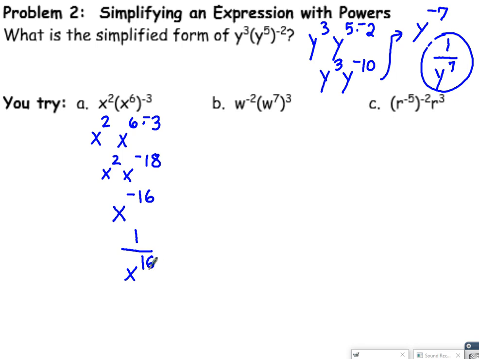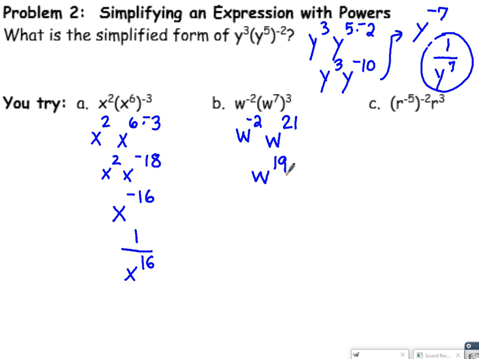The second letter, B, once again, we have to multiply. So it's w to the negative 2 times w to the 7 times 3, which is 21. Then we add our exponents to get w to the 19th power. Notice it is positive, so we are done.